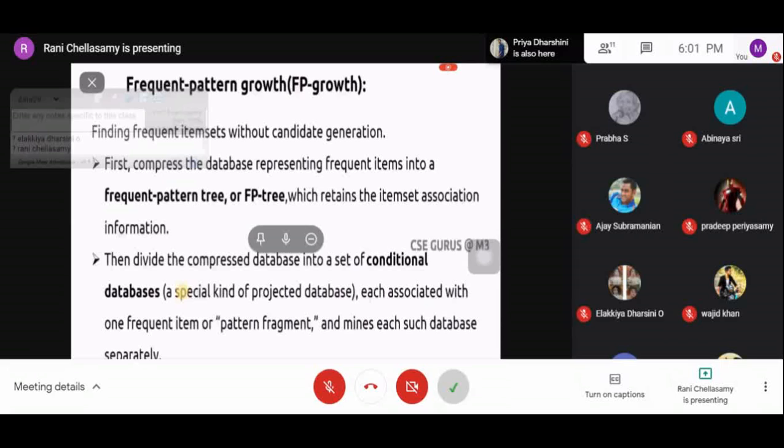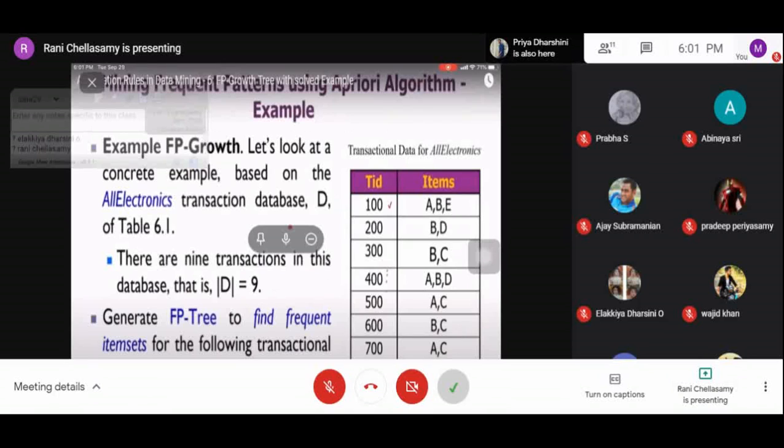Then divide the compressed database into a set of conditional databases. So first you construct the FP tree, and next you construct the conditional databases. Each one will be associated with one frequent item or frequent fragment. Let's see one example. Then we compare Apriori and FP growth, and then we'll wind up the session.